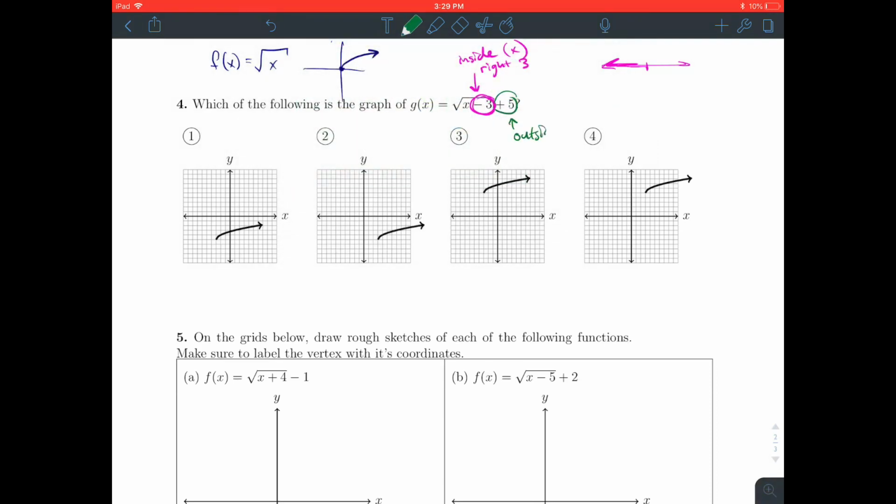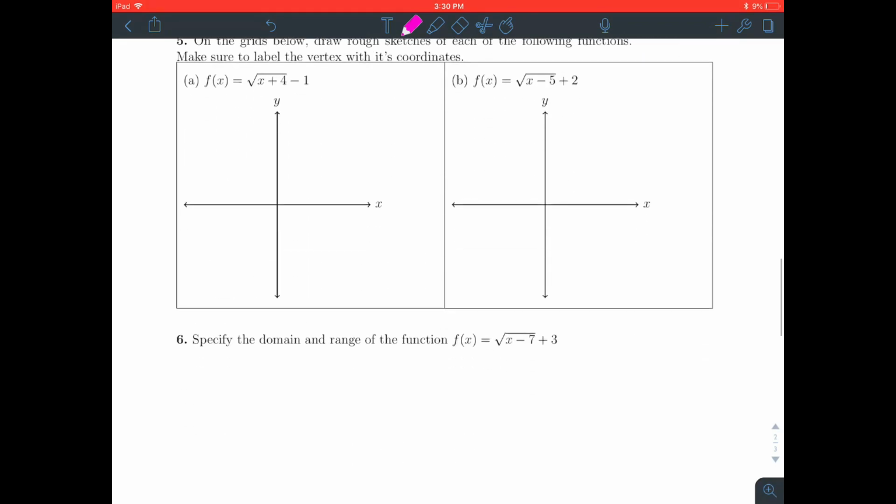For 5, because 5 is outside of the square root, this is an outside transformation. So this is going to move our graph in the y direction. And outside transformations are friendly. They move you in the direction that you expect to move, so this will move us up 5. So in order to pick out the right graph, we're looking for a graph that moves the square root function right 3 and up 5, so that it starts here and then loops. So it's not going to be answer choice 1, it's not going to be answer choice 2, it's not going to be answer choice 3. It has to be answer choice 4 because we moved right 3 and up 5.